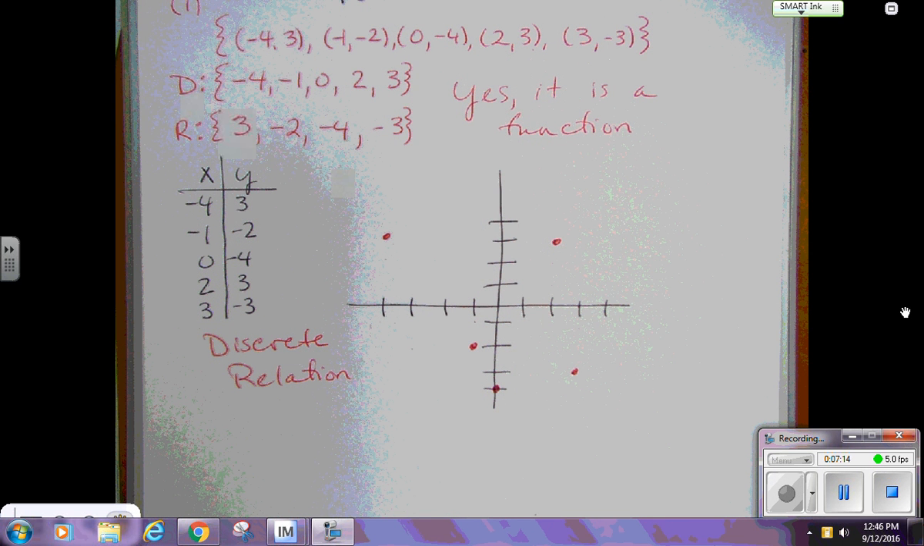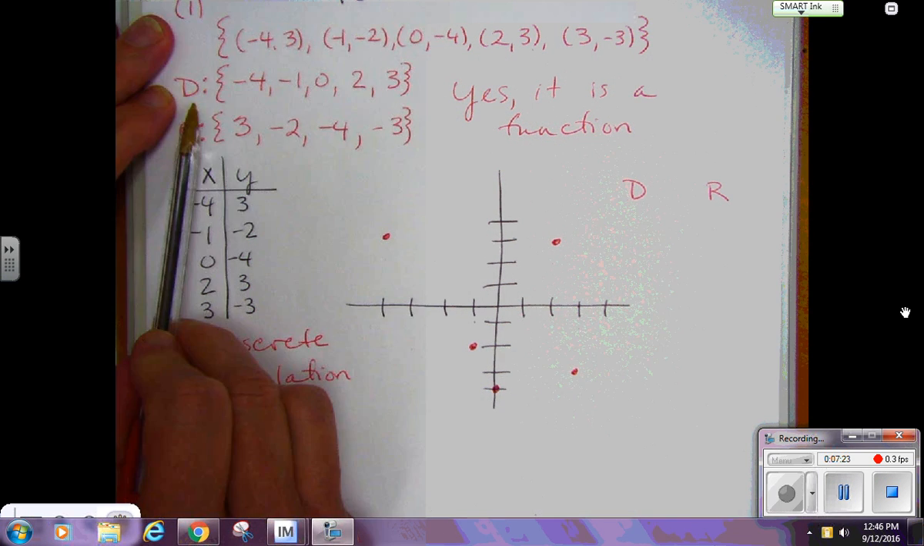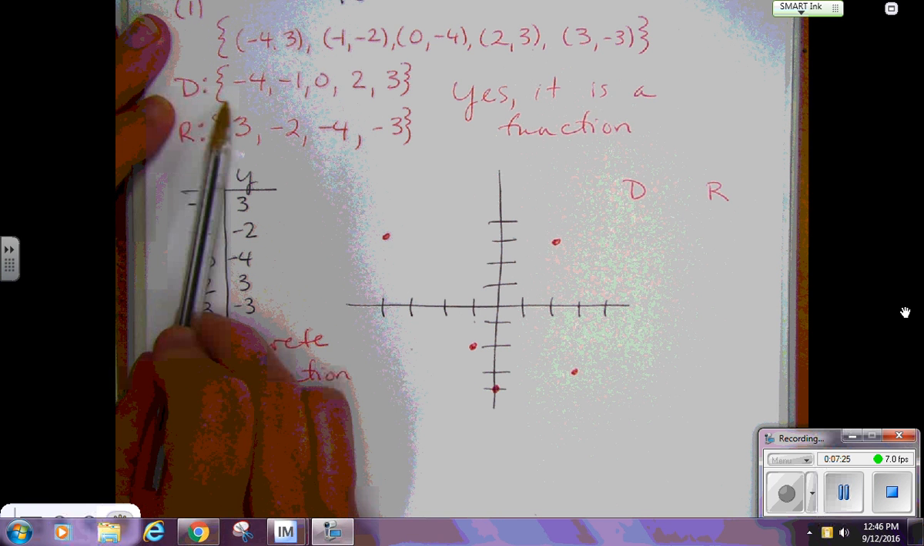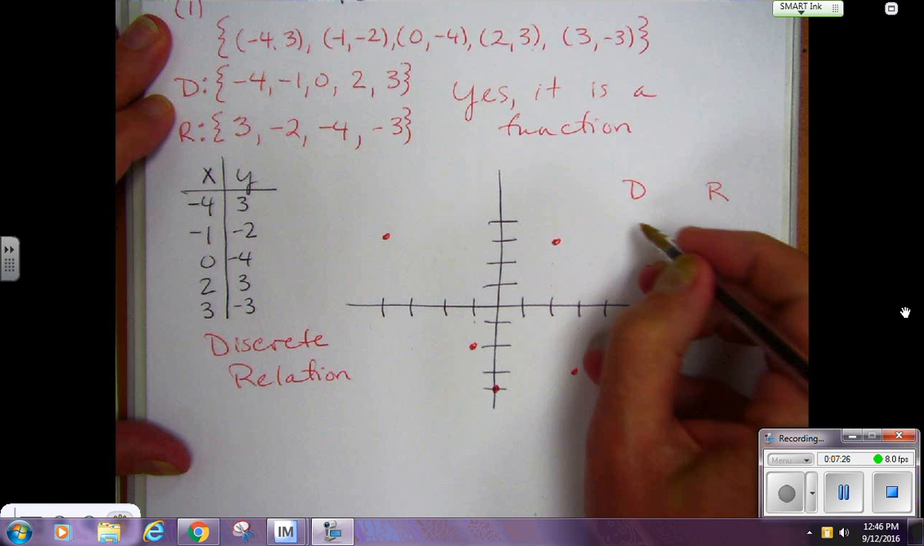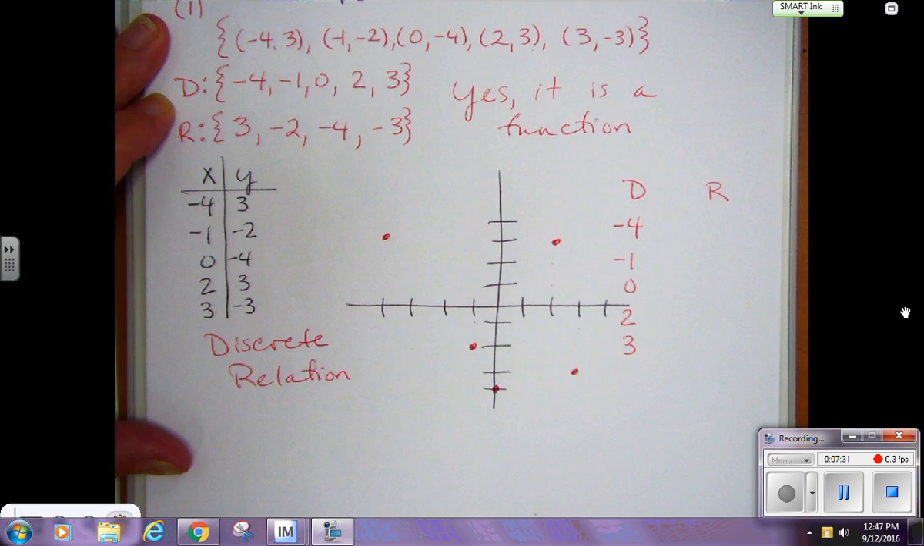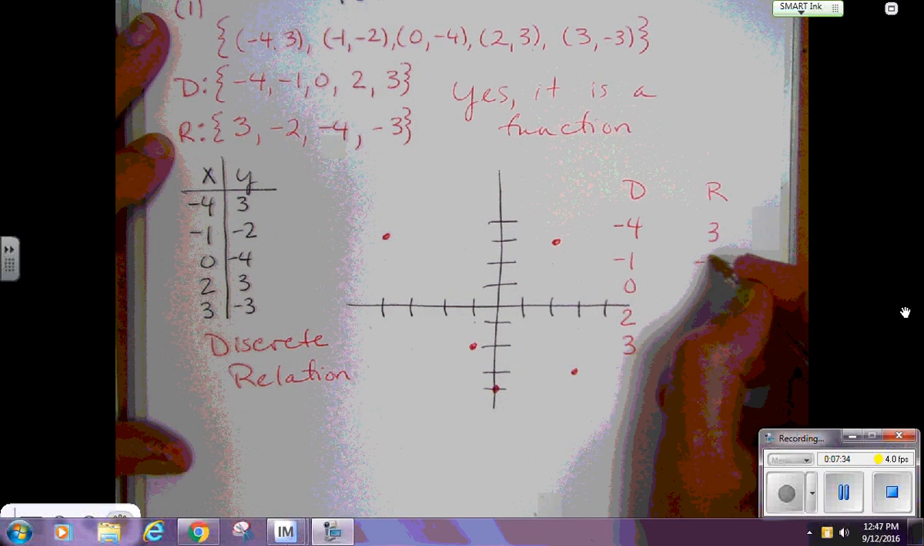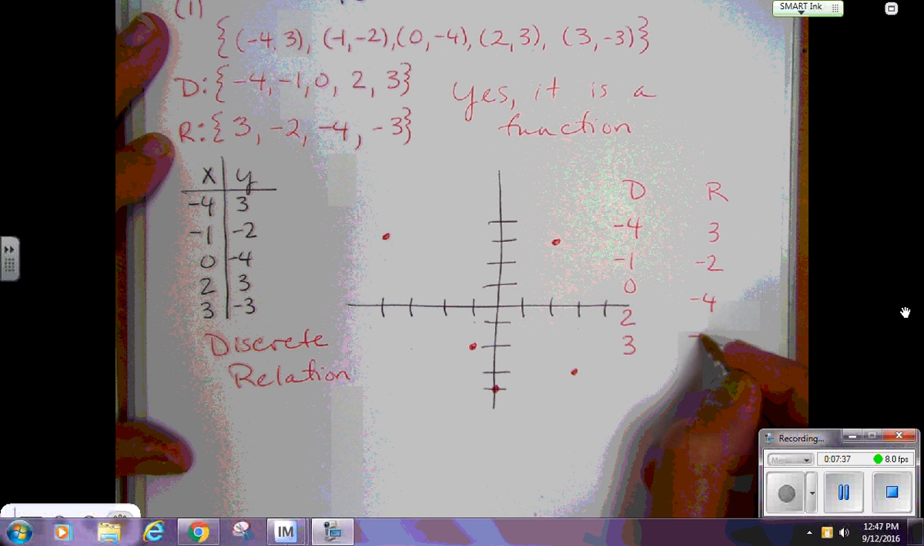So I'm going to list my domain vertically and my range vertically. I'm just going to use what I have written up here. For my domain, I have -4, -1, 0, 2, and 3. And then my range is 3, -2, -4, -3. And then your mapping is just you're connecting the 2 points that go together.